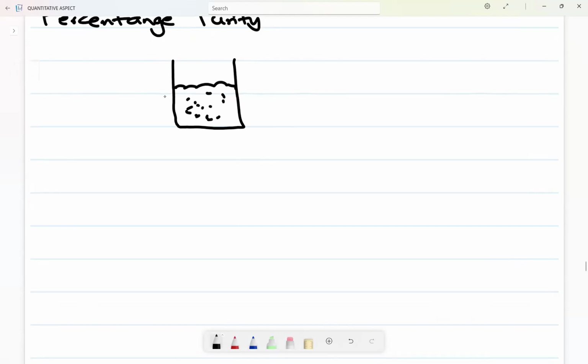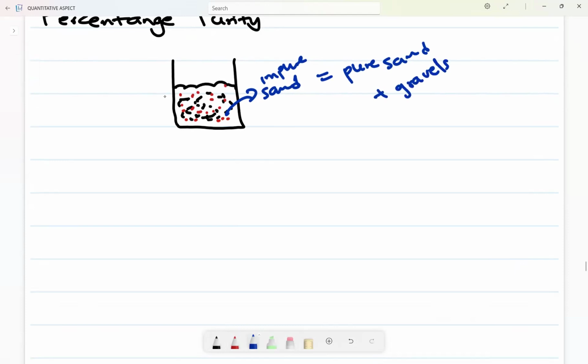We are having sand, okay. But now in this sand we are having little gravels there. So these gravels cause us to have impure sand. Why? Because the impure sand consists of the pure sand plus the gravels, the little mini stones. I don't know what you call them, we say they are gravels.